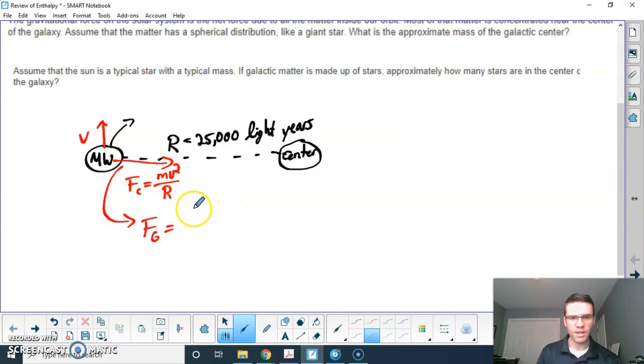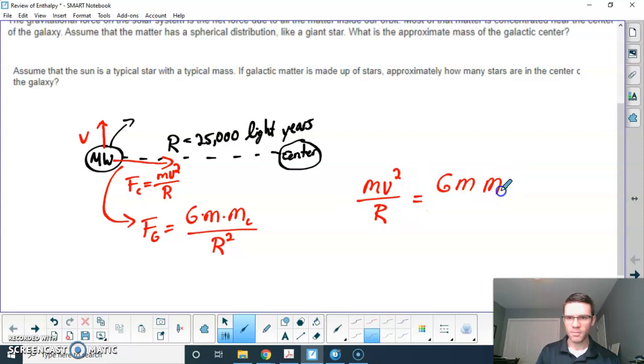So I can also say that this force is from the force of gravity, and the force of gravity is big G times the mass of our Milky Way times the mass at the center, I'll call it mass C, divided by the radius. And we have the radius here, and we do radius squared. So these two equations can be set equal to each other. mv squared over r equals G times the mass at the center over r squared.